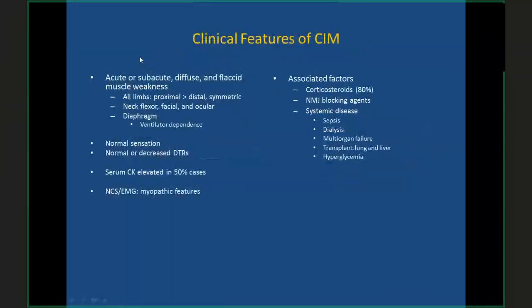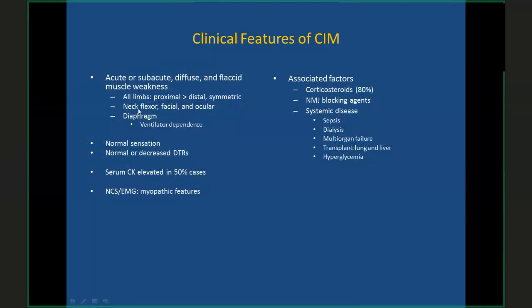The typical clinical features of CIM include acute or subacute, diffuse, and flaccid weakness after ICU admission. They involve all limbs, especially the proximal muscles. Not like CIP, where it's the distal muscles. Here the proximal muscle is more severe than distal, and relatively symmetric.